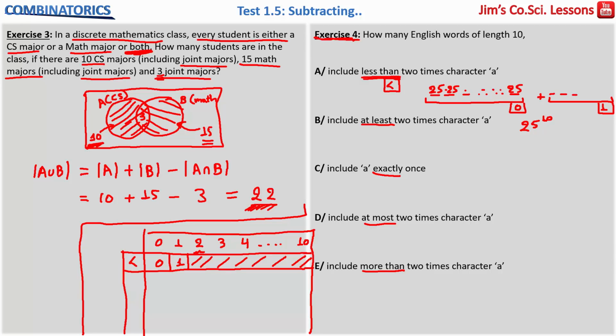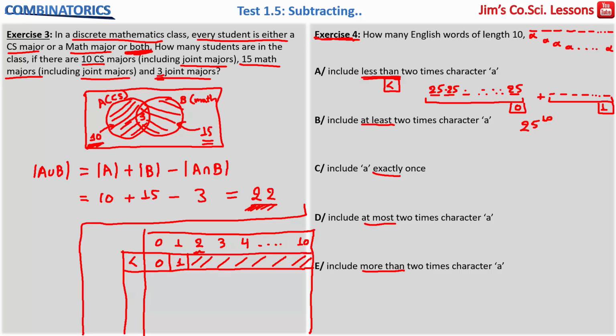Then the second problem is a bit more tricky because I want to have exactly once the character A. Let's see that character A has some options where to be put. It can be put in the first place, it can be put in the second place, in the third place, in the fourth place, etc. until the 10th place. So there are 10 options for putting letter A, and then there are 9 positions left.